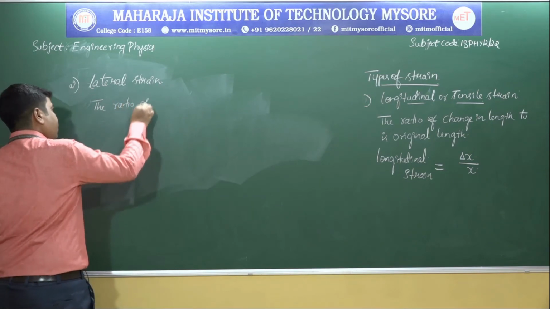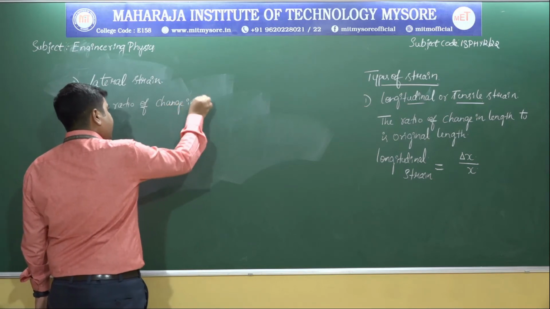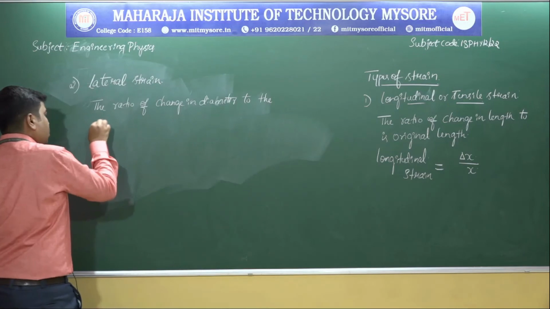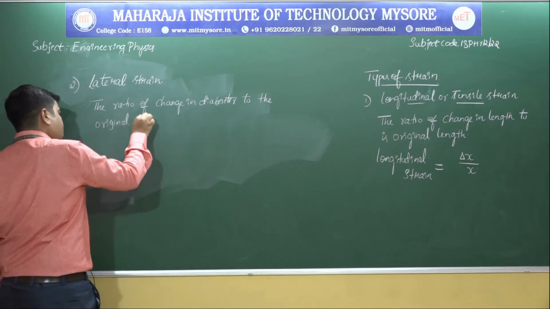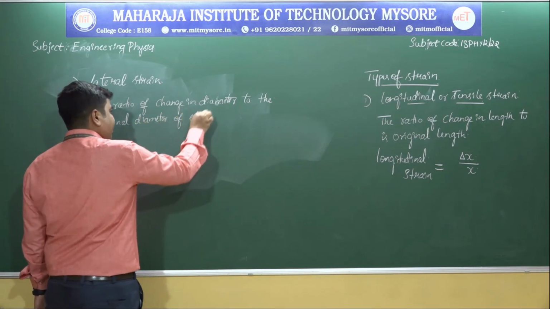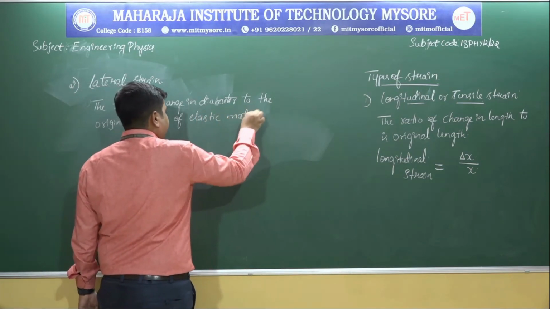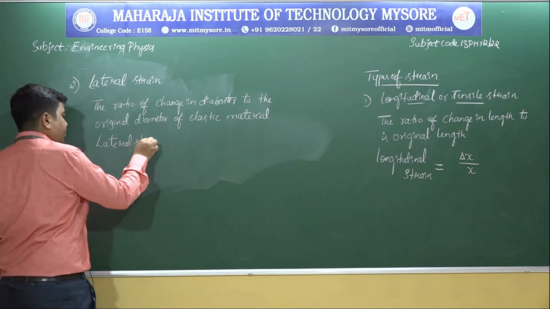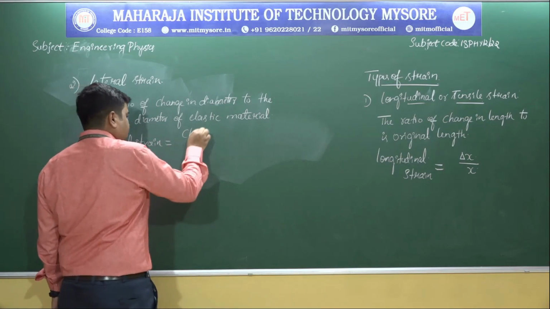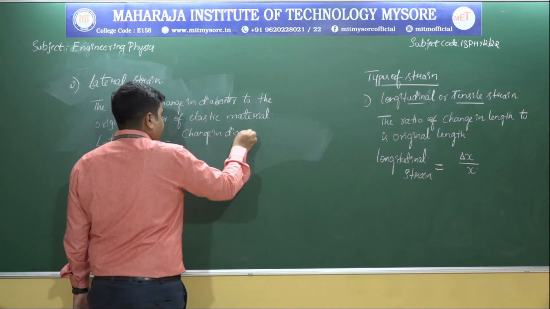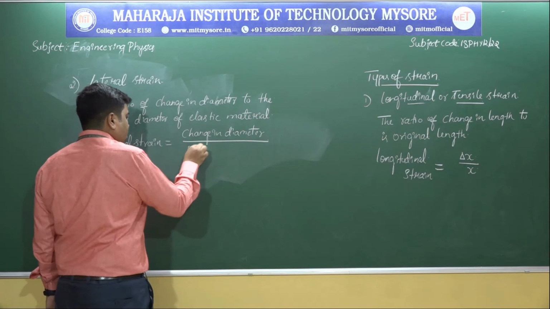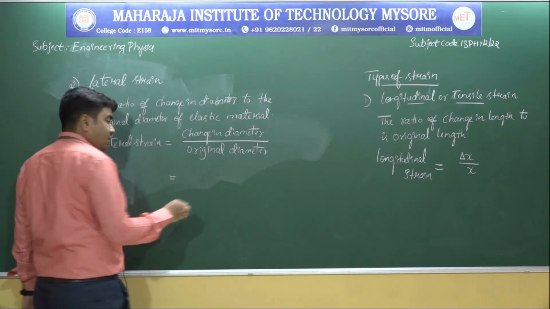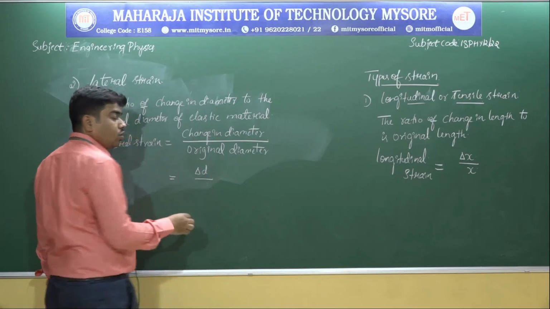Lateral strain is the ratio of change in diameter to the original diameter of the elastic material, or else lateral strain is equal to change in diameter divided by original diameter. So, we can write the small change in diameter as delta d and original diameter as d.